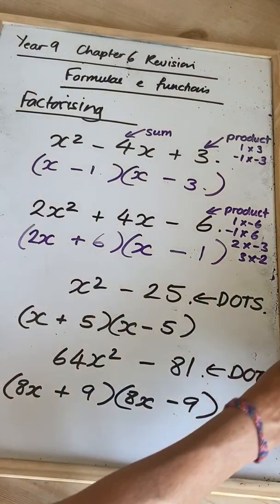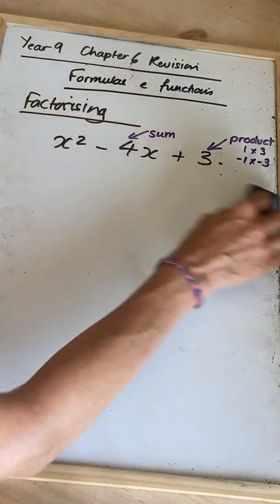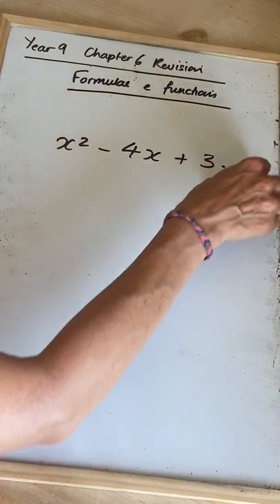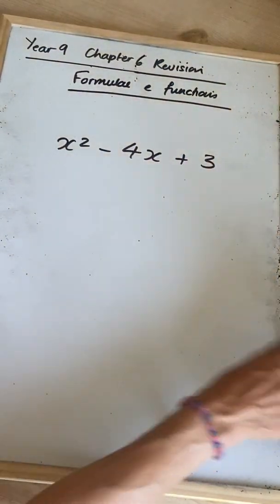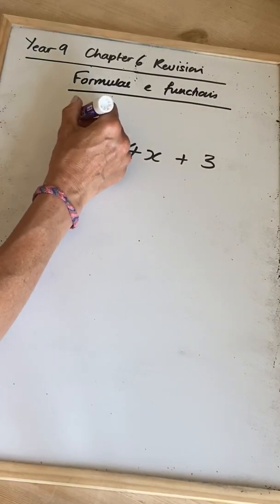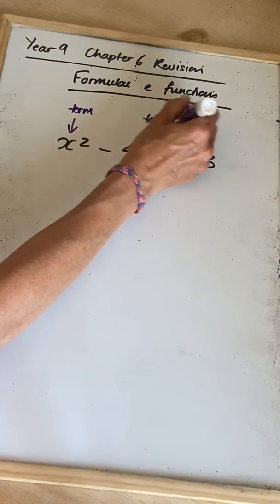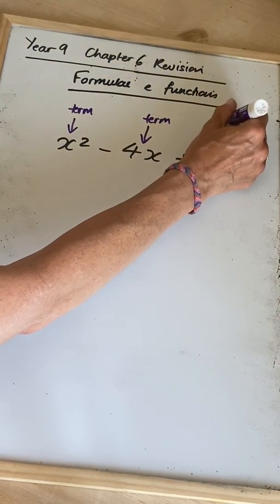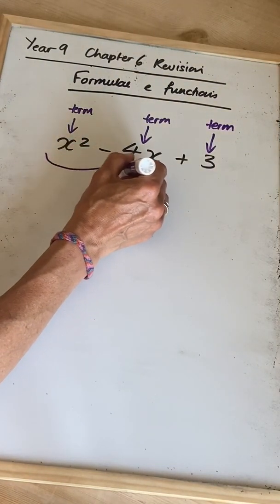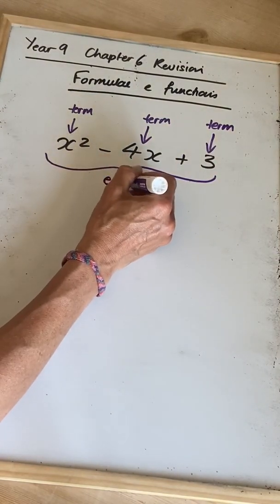Okay, very last thing I want to mention. A bit of terminology. Some of the things I've used already. I'm just going to leave this here. This is a term. This is a term. And this is a term. The whole thing, because we've linked the terms together with pluses and minuses, etc., the whole thing we call an expression.